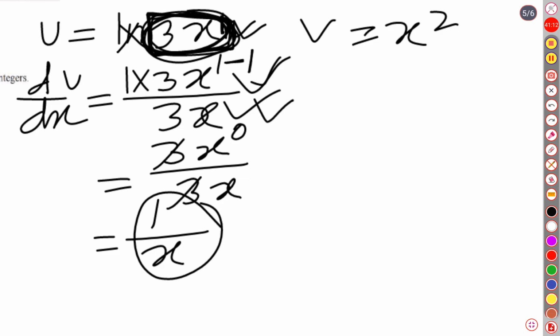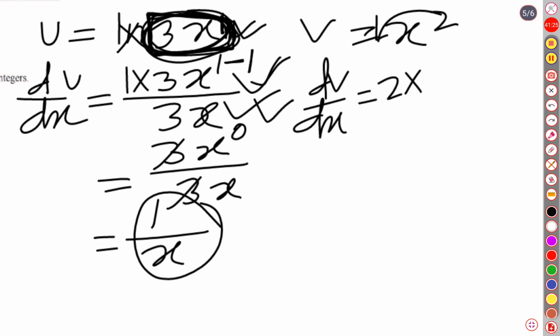Let's talk about v. The second function is x square. So dv over dx is equal to the exponent. Always the exponent comes first, and then x. The degree will be reduced by 1, I mean the exponent will be reduced by 1, so it is going to be 2x.